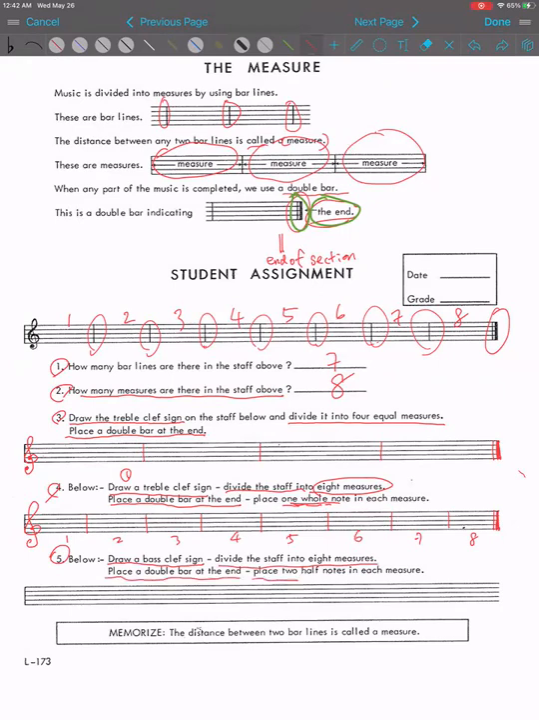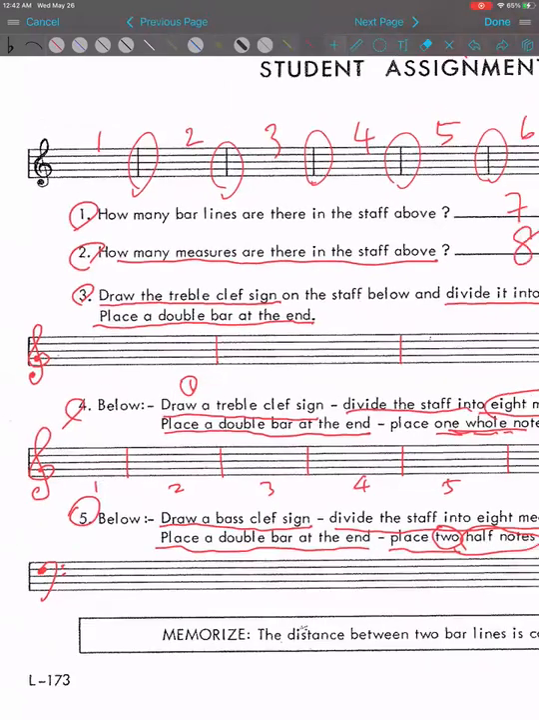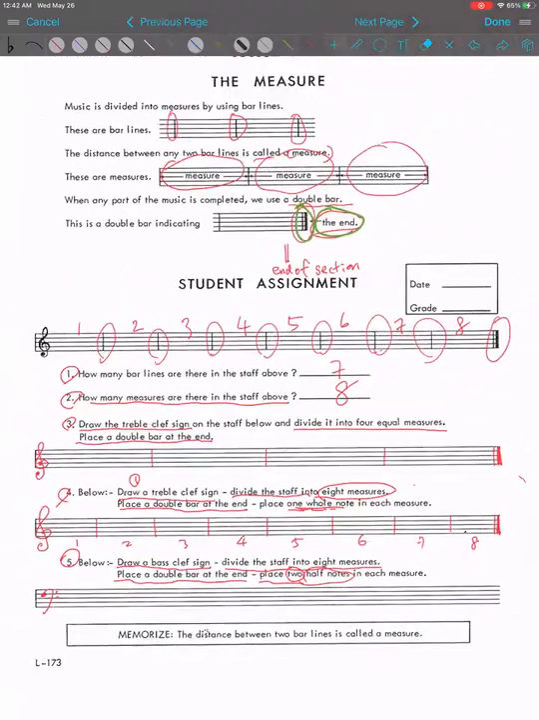Place 2 half notes in each measure. So first step, we're going to draw a bass clef. And then divide it into 8 equal measures. So again, we're going to divide it sort of in the middle, and middle of the middle, middle of each middle. How about that? Here we go. We have 8 measures and then double bar lines.